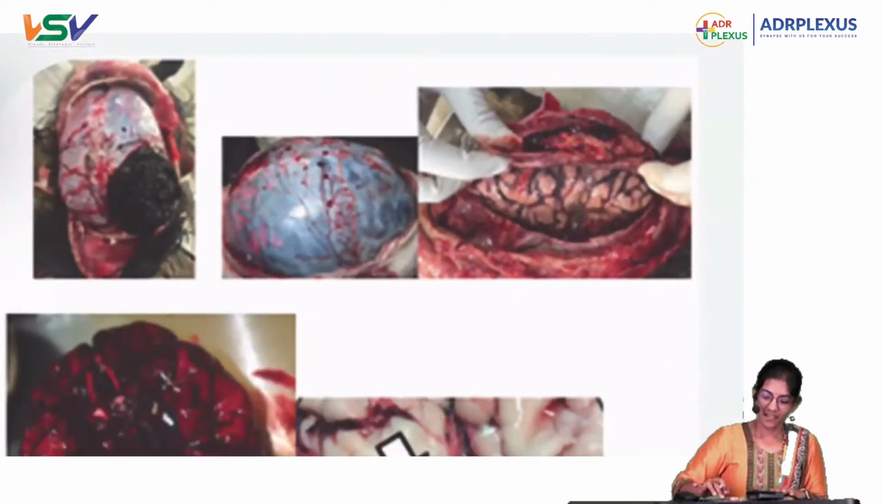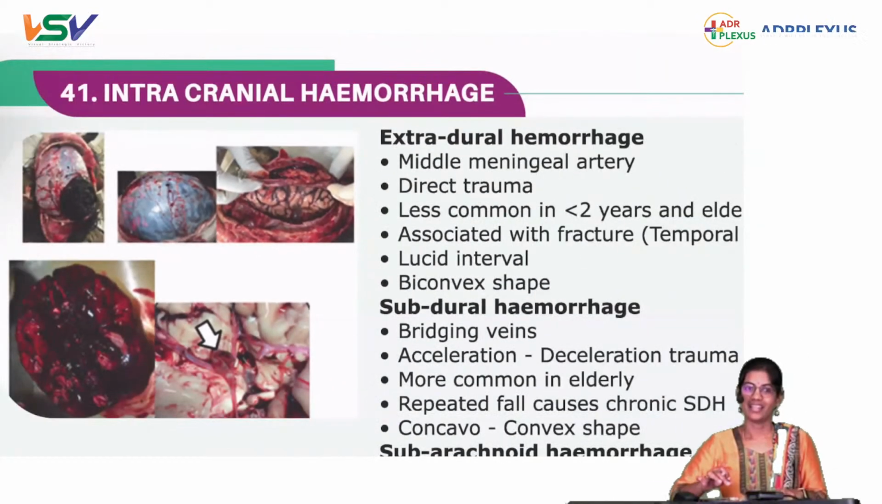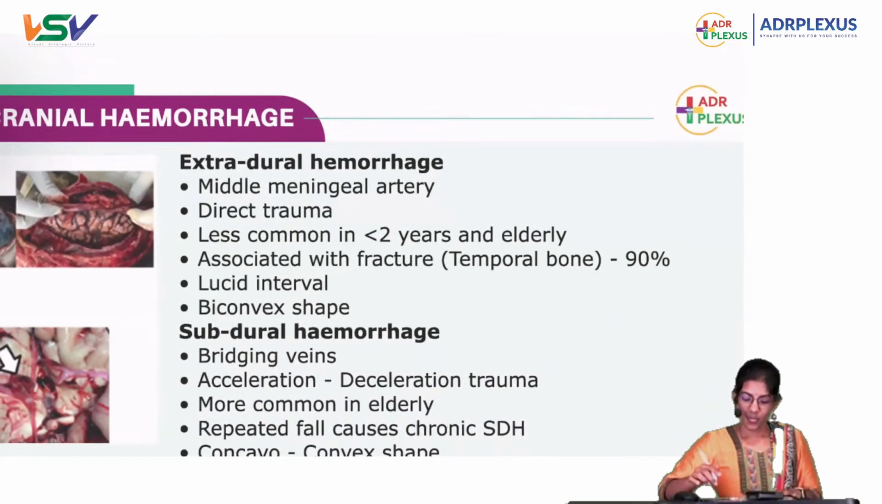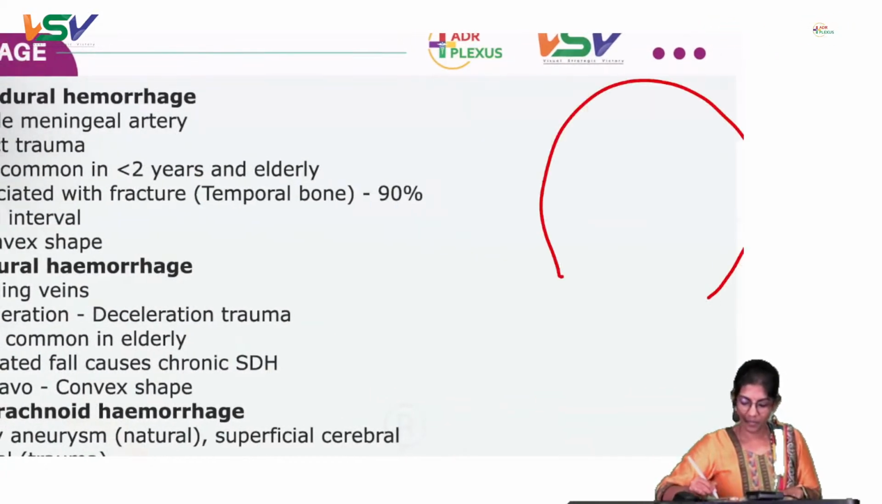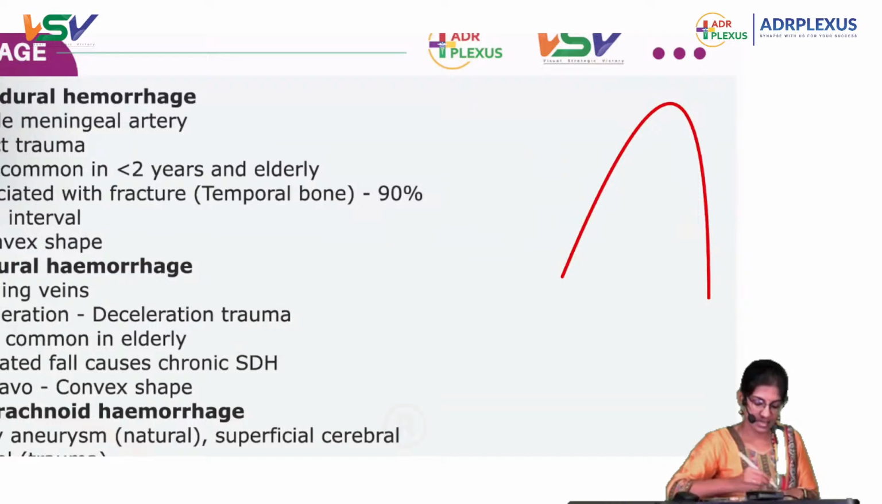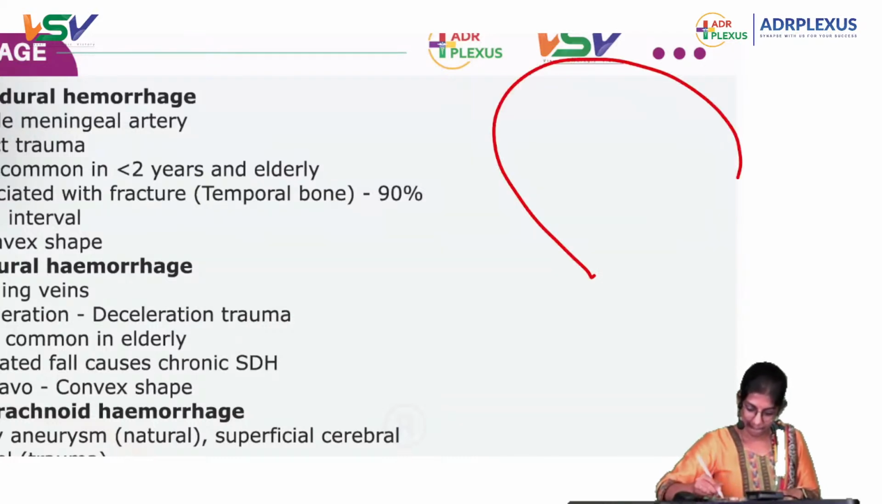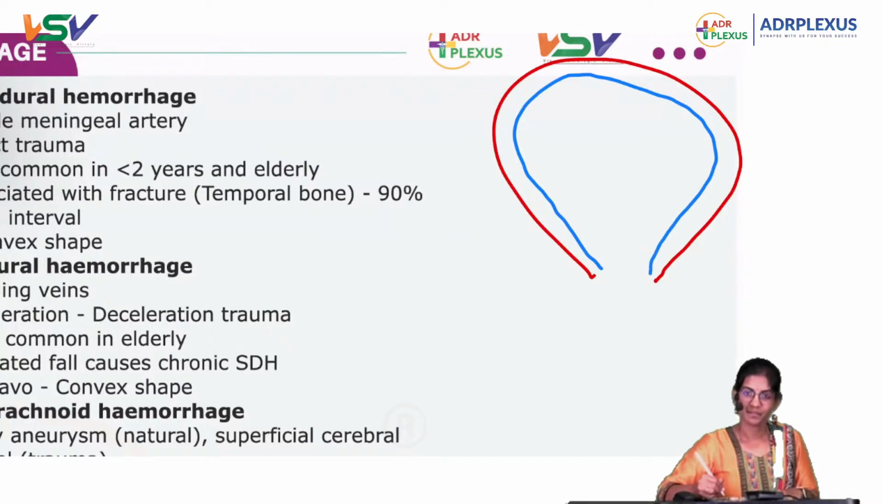Very good. Okay. Now let's look into intracranial hemorrhages. Let's start with our extradural hemorrhage. So we have seen it in our regular class. Just a quick recall. If this is the skull, here you have the dura mater, right?